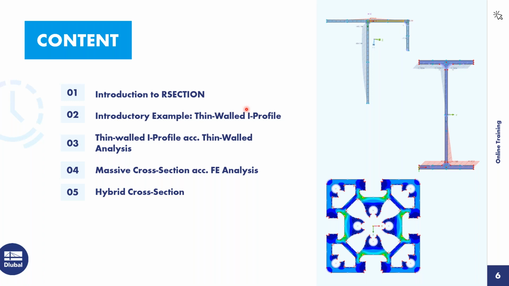Then we do together a kind of introductory example. We will model together a thin-walled I profile, and there we also see the calculated cross-section properties. We will also do a kind of cross-section classification and also apply some loads in order to see different results like bending, stresses, and so on. Then I will forward later on to Bastian. He will do the 3 other examples, also on a thin-walled profile, then also a massive cross-section according to the FE analysis, and then also a hybrid cross-section.